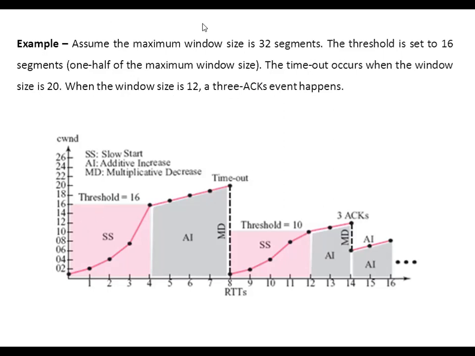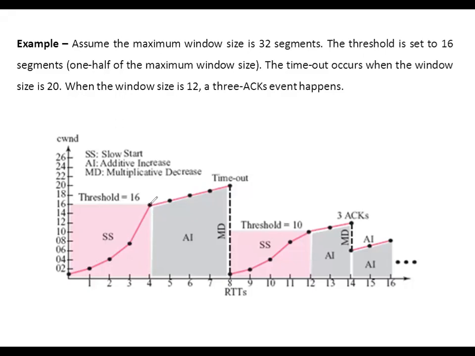Now, currently the window size is 32, and congestion is detected because of the timeout. So the new threshold is 32 divided by 2, which is 16, and the sender is starting from slow start. That is, it is making its window size 1. So it sends 1 segment and waits to receive the acknowledgement. When it receives the acknowledgement, it will send 2 segments. When it receives the acknowledgement, it will send 4 segments, then 8, and so on. So it is increasing exponentially until the window size reaches 16.